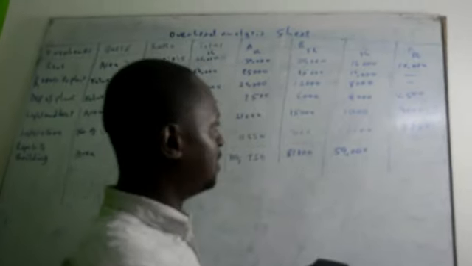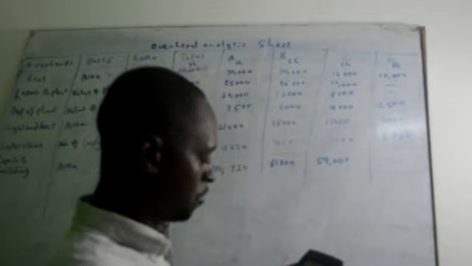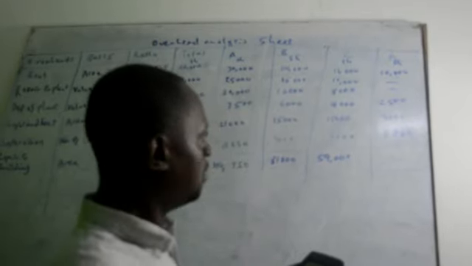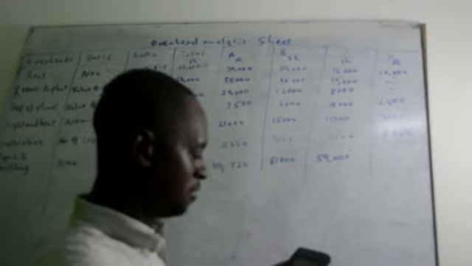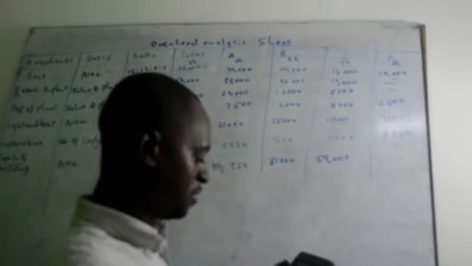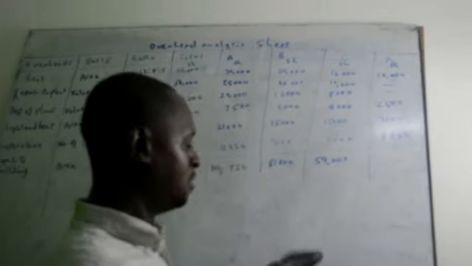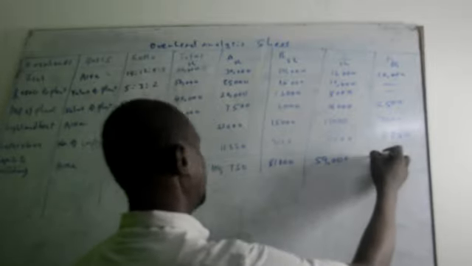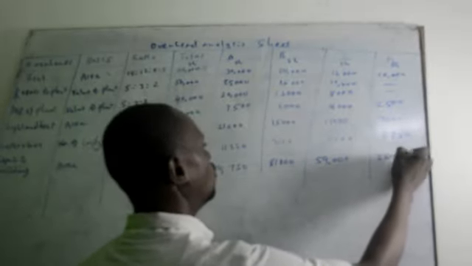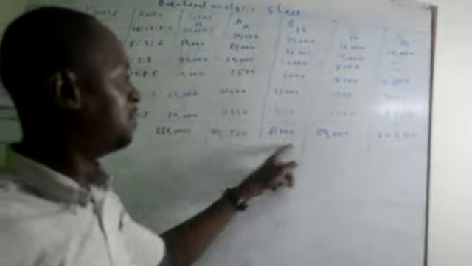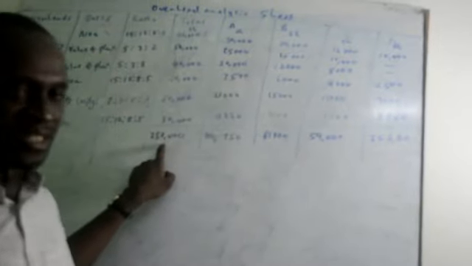Next we have department D. For department D we have 10,000, 2,500, 9,000 and 3,750. So that gives us 25,250. We need to confirm whether these four figures are giving us 280,000.